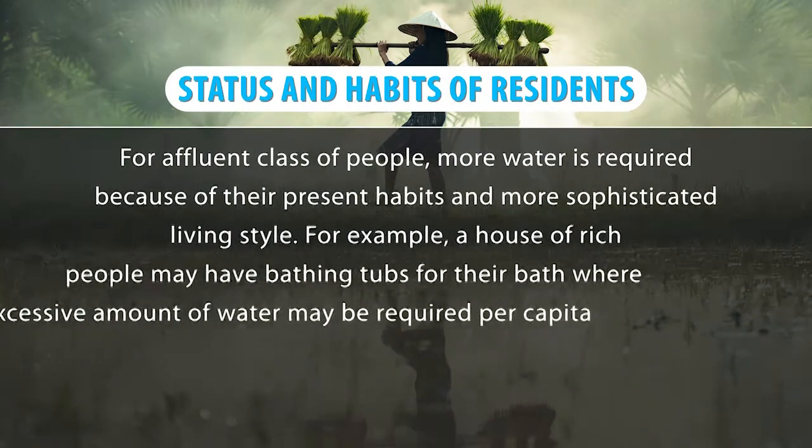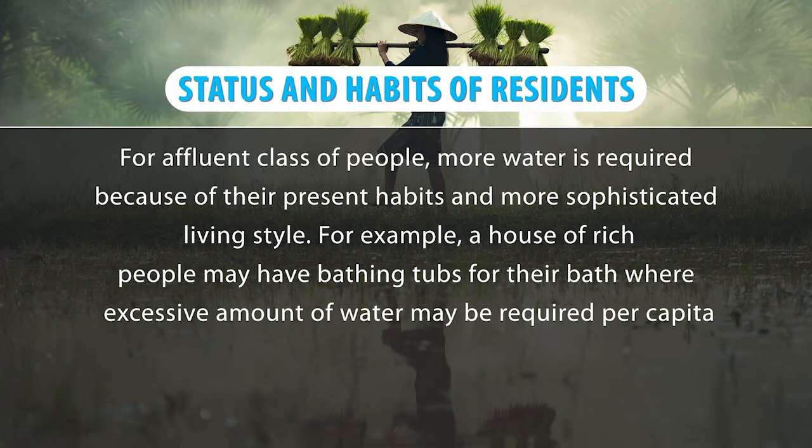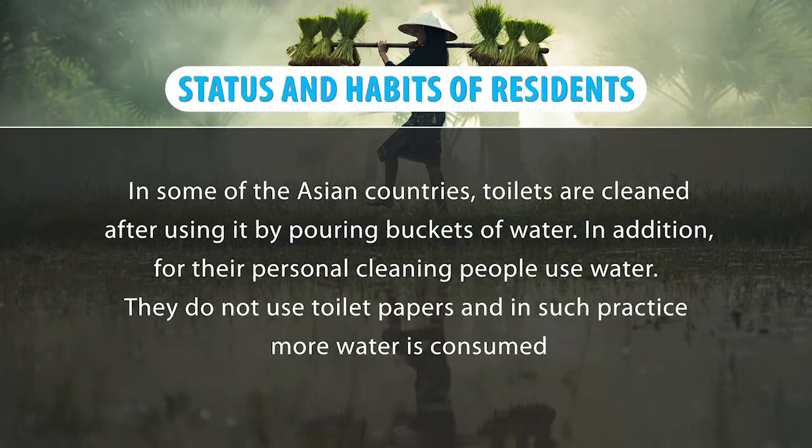Status and habits of the residents. For the affluent class of people, more water is required because of their habits and more sophisticated lifestyle. For example, a house of rich people may have bathing tubs for their bath, where an excessive amount of water may be required per capita. In some Asian countries, toilets are cleaned after use by pouring buckets of water. In addition, for personal cleaning, people use water. They do not use toilet paper, and in such practice, more water is consumed.